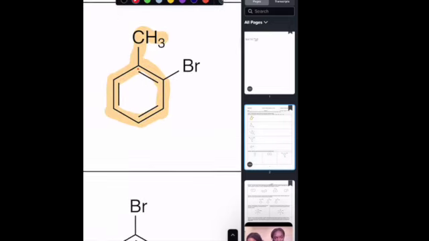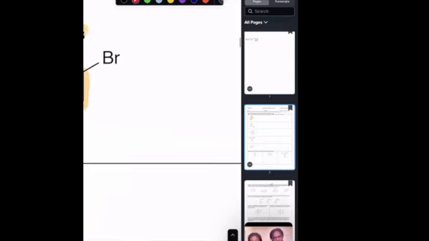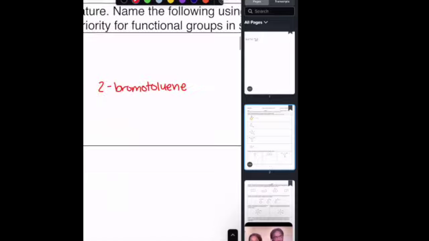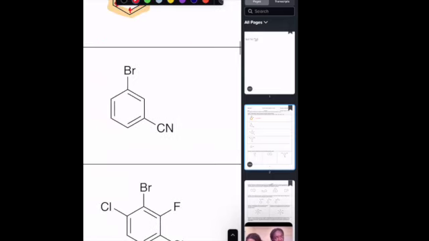Alrighty, so if we follow the same format of naming, we'll start where our parent chain is. So we'll start numbering from the one and then go around straight to the bromine 5, 6. And in that case, this is going to be called 2-bromotoluene. No space, no dash, no nothing. Toluene. Spell it right, or else you're not going to get the point.